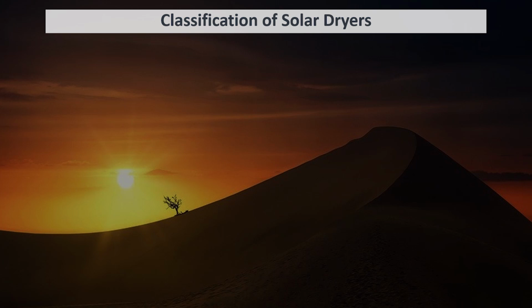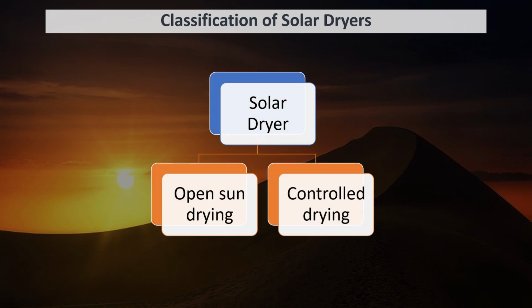Then, the classification of solar dryers. Drying by using solar energy can be broadly classified as open sun drying and controlled drying. We have already discussed open sun drying in detail, where we do not have any control on the drying. It all depends on the availability of sun and all other parameters. So we do not have any control on this drying. And the other is controlled drying.